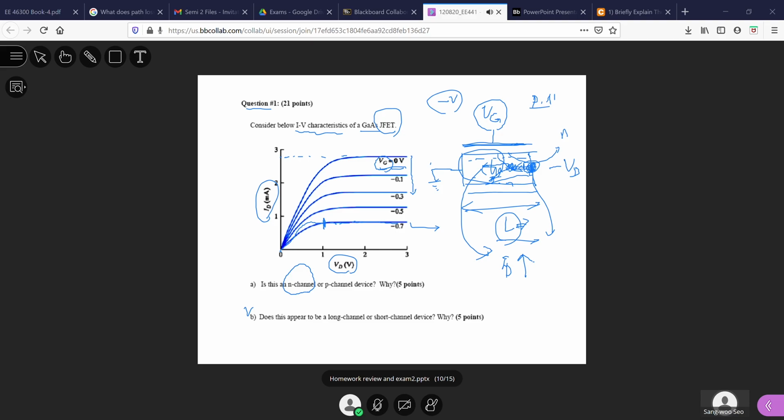But for this output characteristic, if you look in here, we do not see this kind of change in the ID current, which means that the effect of the pinch-off point moving toward the source side is going to be minimal. So that's the case for the long channel device. So the correct answer for this one is B, long channel, from this explanation.